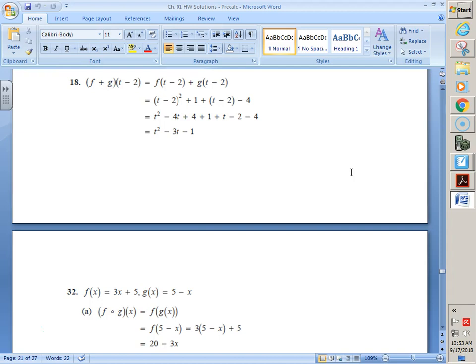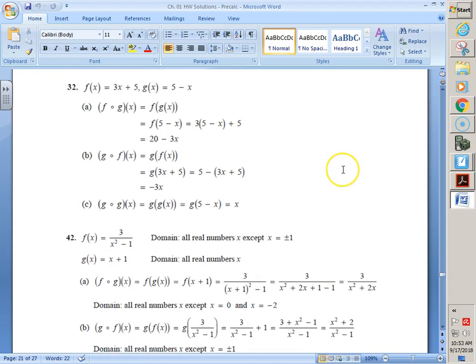Did you guys foil? Didn't kill any puppies, right? If you did, you're marking it, you're starring it, you're saying watch out. You got to foil that, and then combine your terms. Okay, number 32. Did you put the G inside the F properly? Did you put the F inside the G properly?